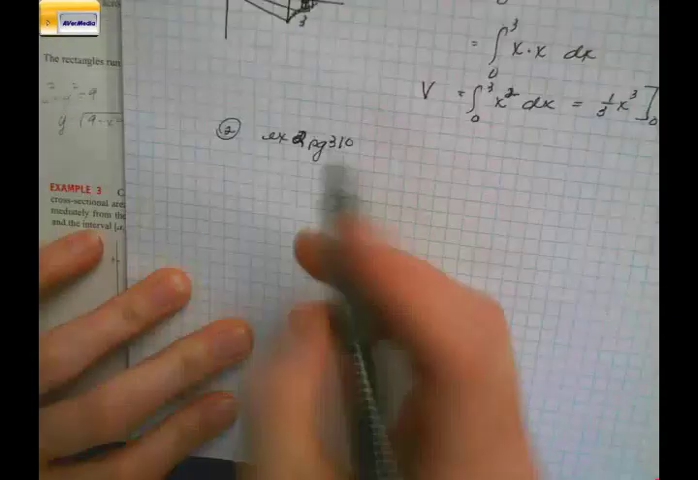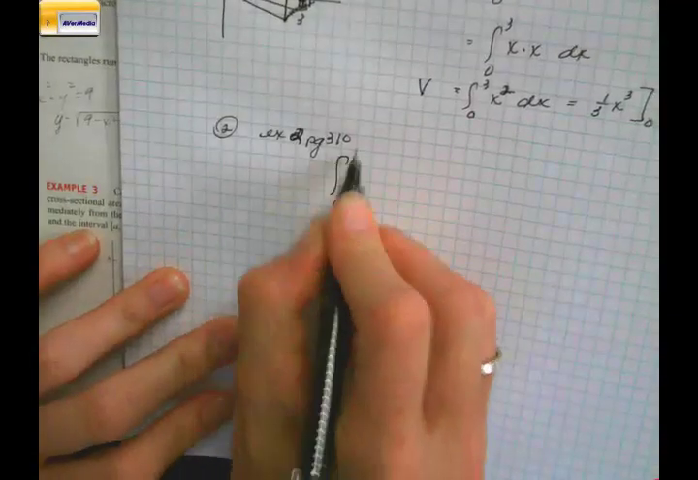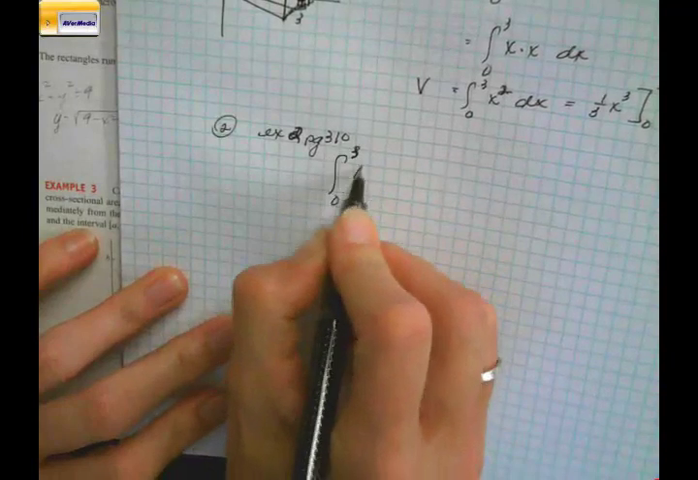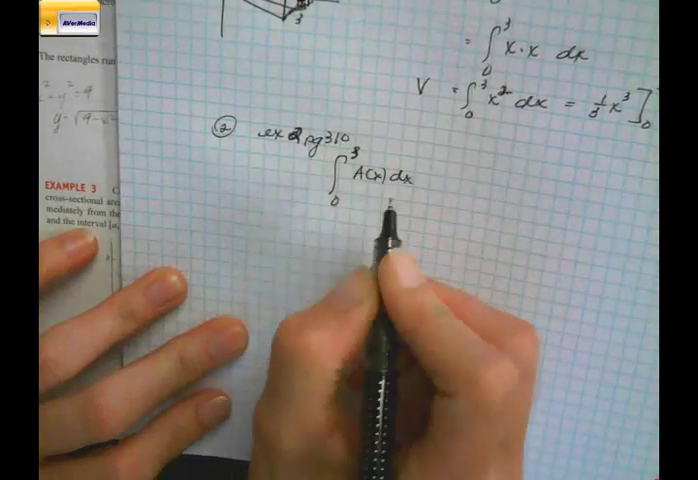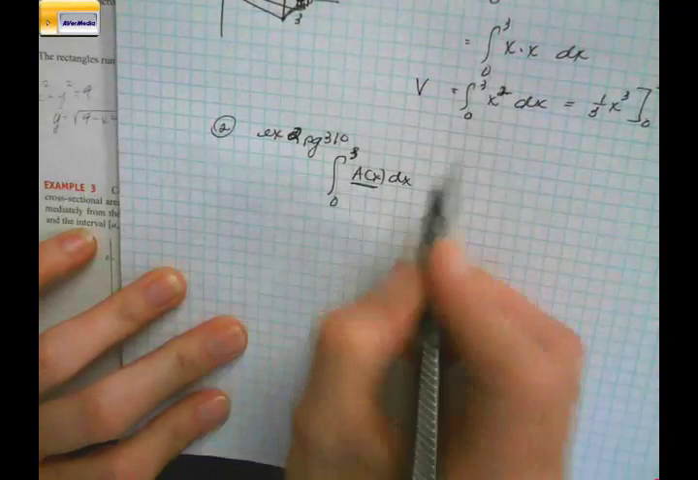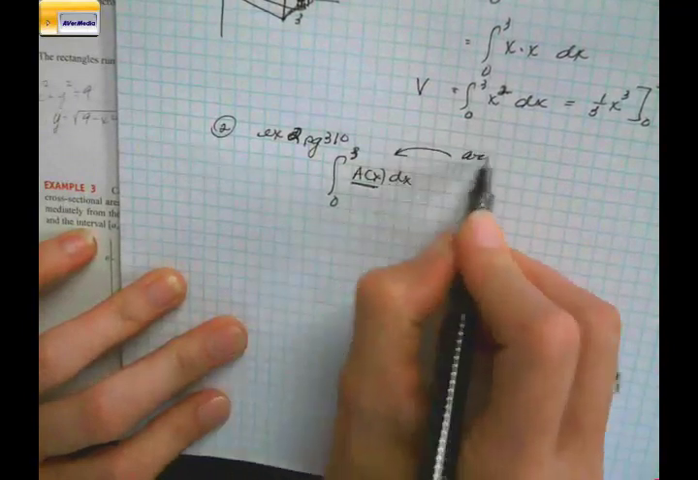They get easier than this. Y'all don't choke on me here, okay? They get easier, I promise. These seem like they start really hard. You're going to integrate from 0 to 3 an area amount dx. This area is the area of each slice.